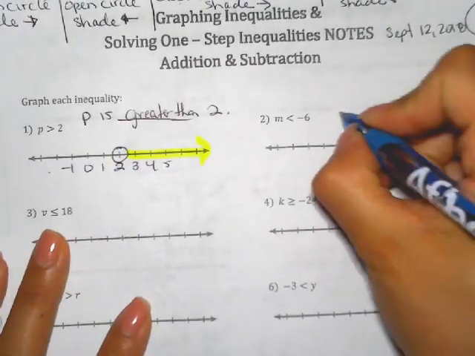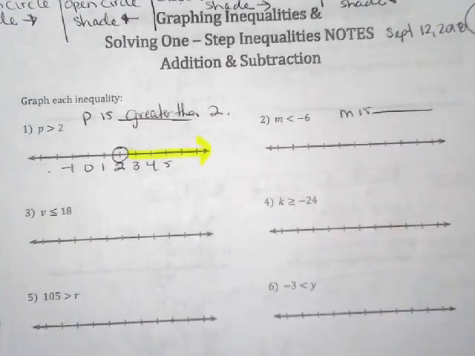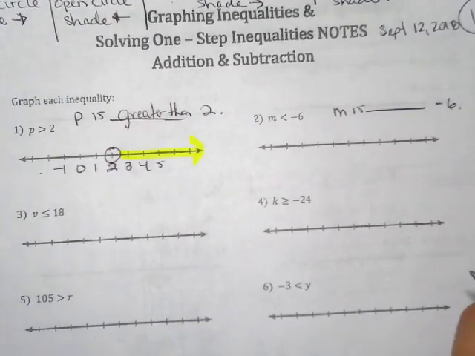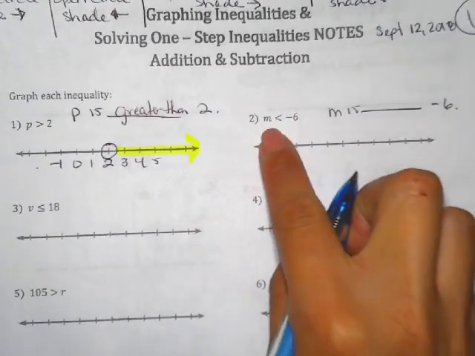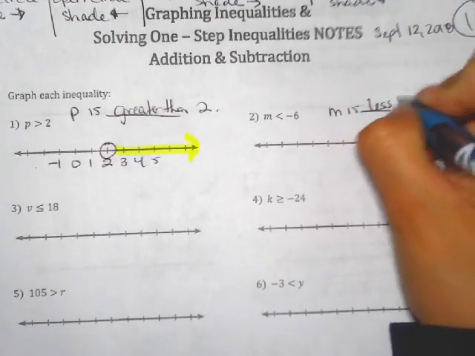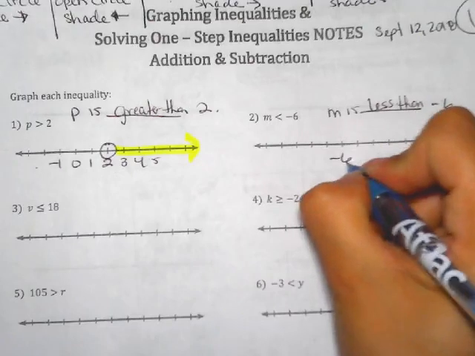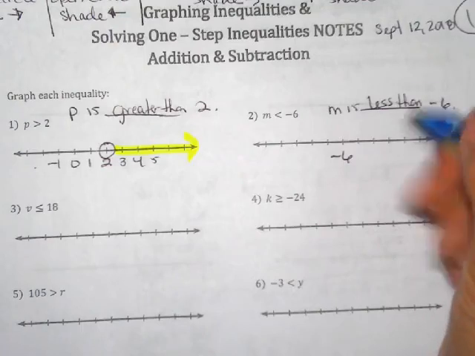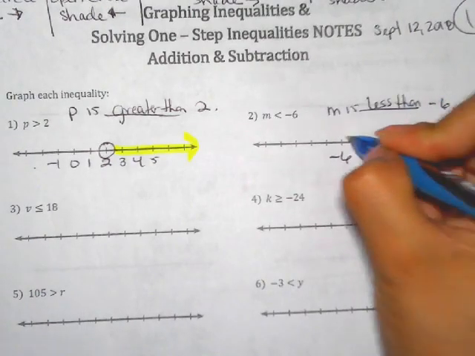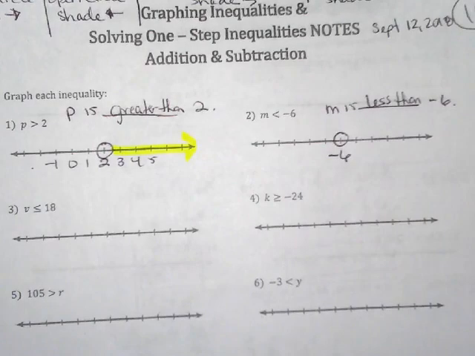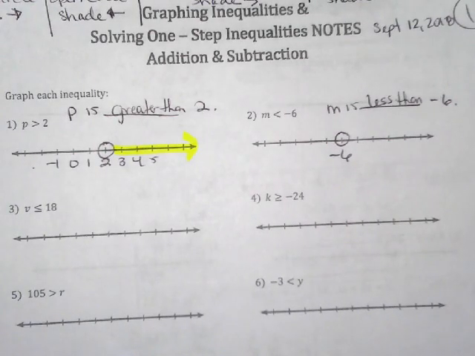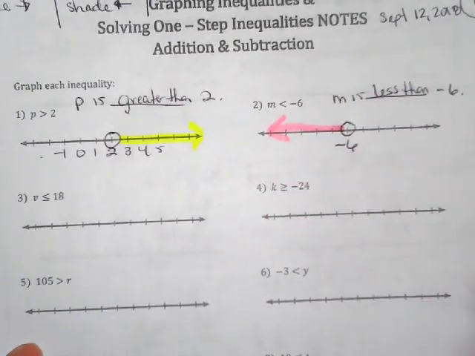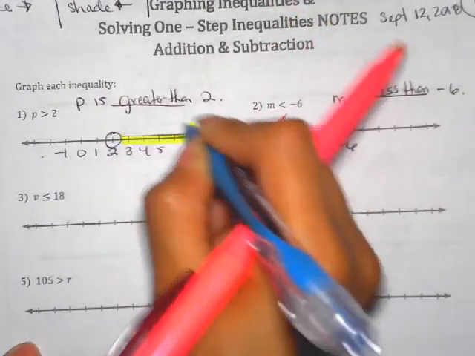Number 2, M is what then -6? M is less than. So put a -6. I don't need the rest of the numbers as long as that one's there. Open or close circle? Open circle. We shade to the right or to the left? To the left is correct. If you don't have a highlighter, you can just put an arrow going to the left, an arrow going to the right.